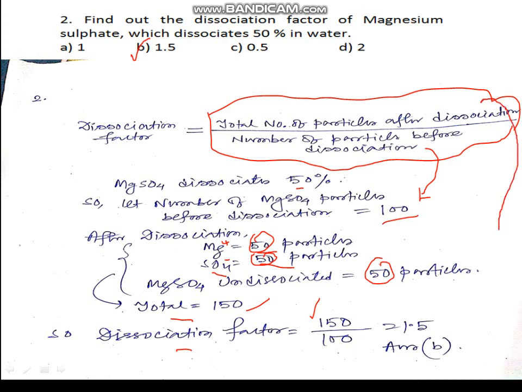So dissociation factor equals 150, that is the total number of particles after dissociation, divided by the total number of particles before dissociation, that is 100. So 150 by 100 equals 1.5. So the correct answer is option B.